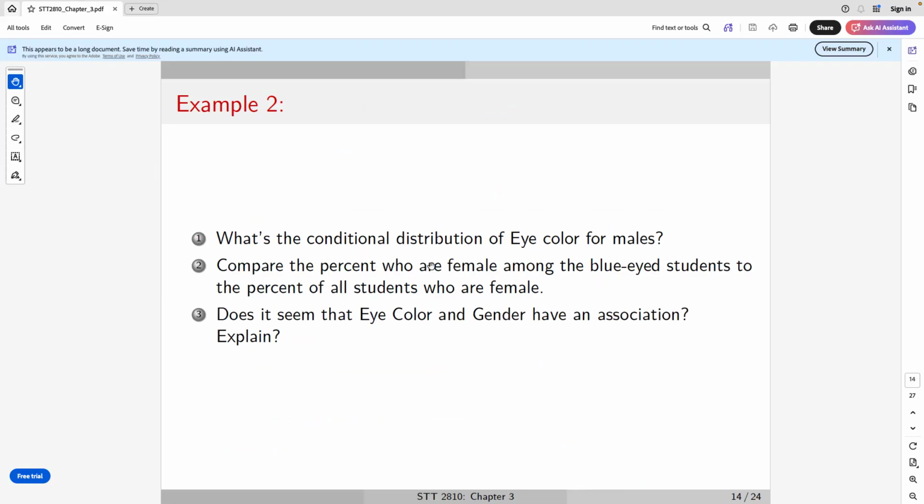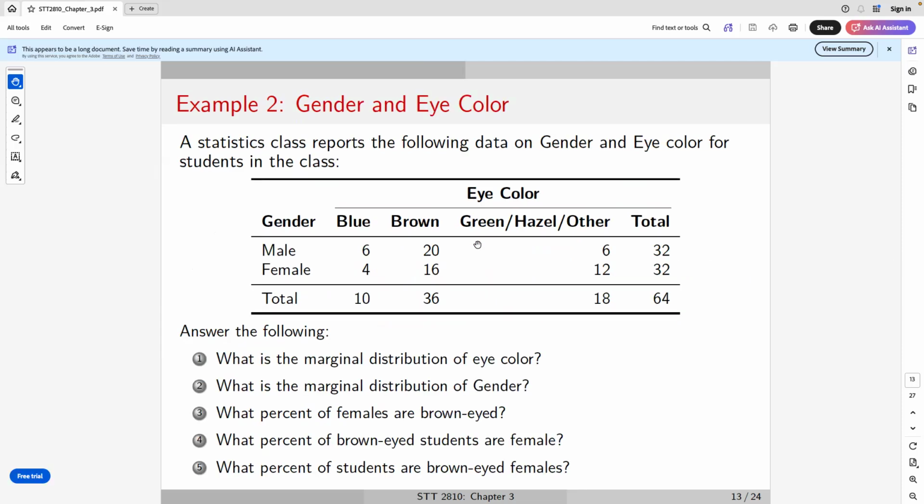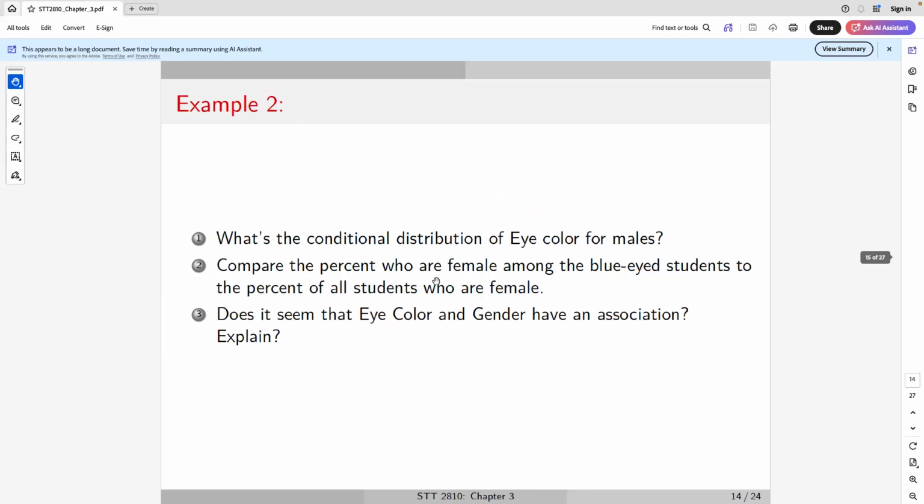And then let's try to work this one out. What is the conditional distribution of eye color for males? To do that, how many eye colors? We have blue, brown, and green, hazel, or other. We write that out. Is that okay? So we come to blue. The question here has restricted you to only males.